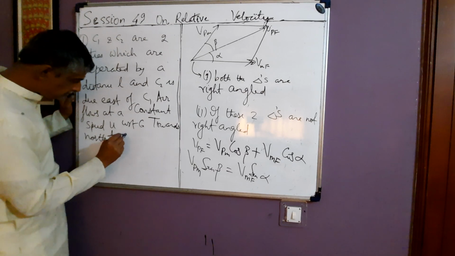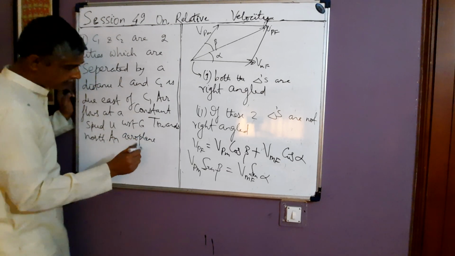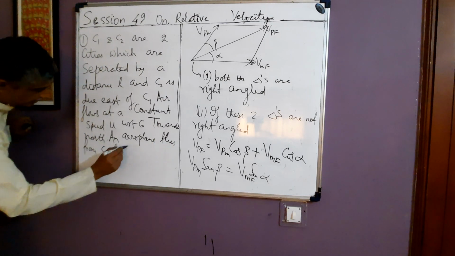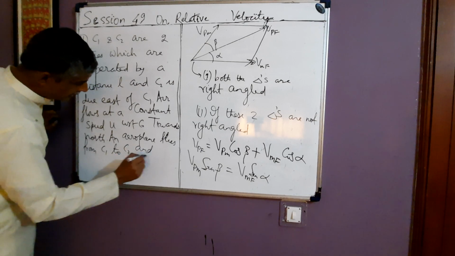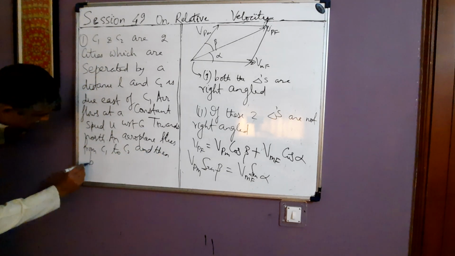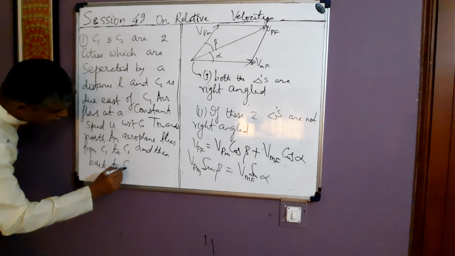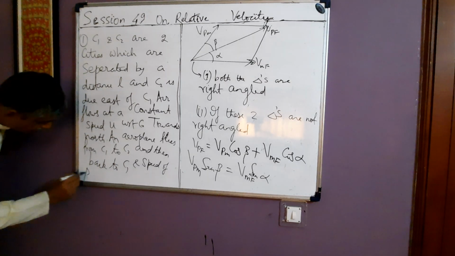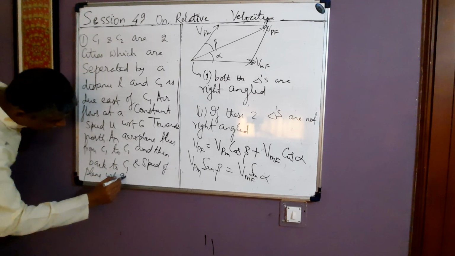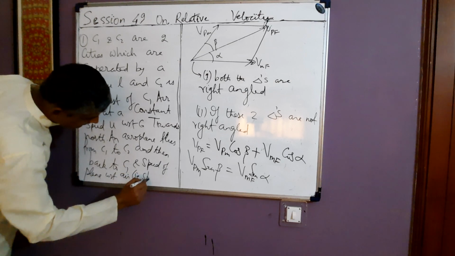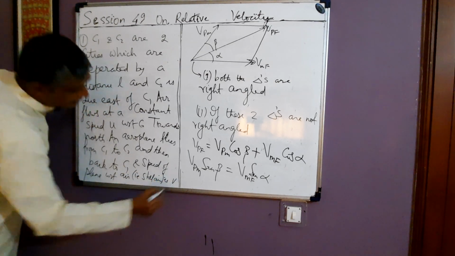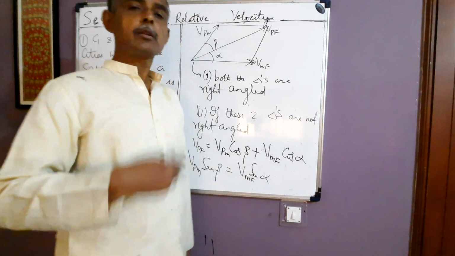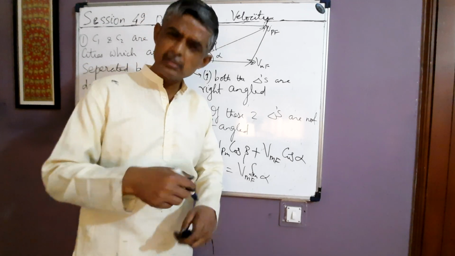An aeroplane flies from C1 to C2 and then back to C1, and speed of plane with respect to air, that is still air, is v. See, when we say velocity of plane with respect to air is v, we can state it another way as velocity of a plane in still air, that is v. It's just a way of saying it, okay?